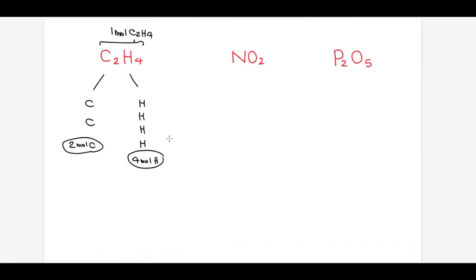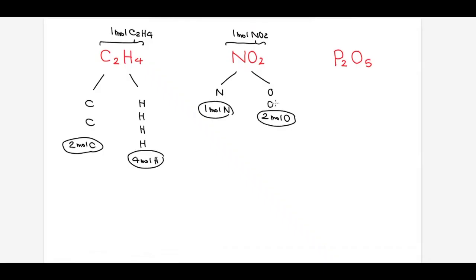Or let's take a look at NO2. Again, for every 1 mole of NO2, if you break it down into its elements, you see there's 1 nitrogen and 2 oxygens. The subscripts are basically how many of those elements you have. So here you have 1 nitrogen for every 2 oxygens. If the whole NO2 is 1 mole, that means there's also 1 mole of nitrogen in there, and there will be 2 moles of oxygen in there.